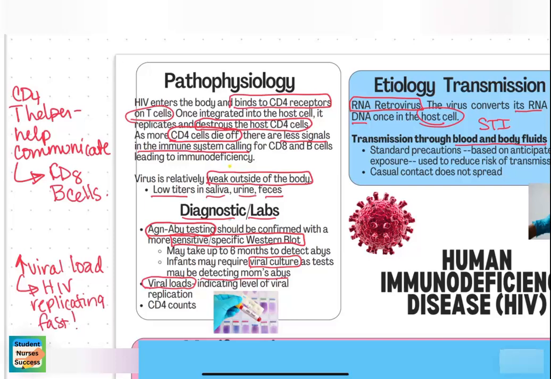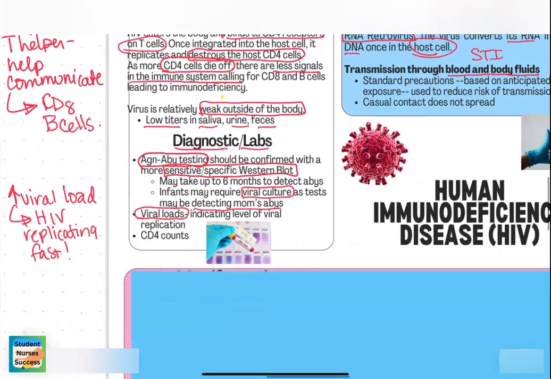What we really would want to see is decreased viral loads. If we had decreased viral loads, that means that the virus is just barely replicating. So it's slowly replicating. And certainly, there is no cure for HIV, so we want to slow its replication down as low as possible. So we're really striving for decreased viral loads.